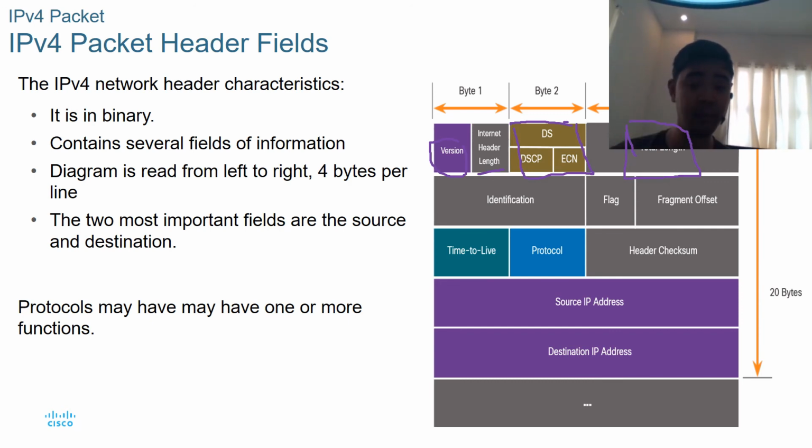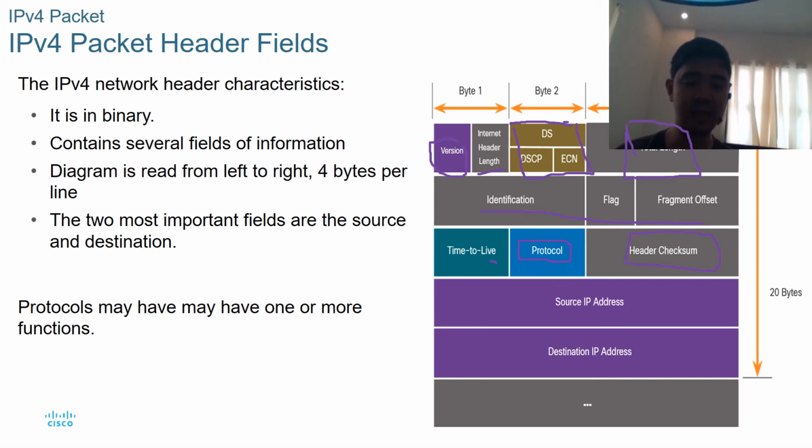Other added information are identification, flag, fragment offset, and header checksum. Error detection, if you remember, that's the use of the checksum. For layer 4, it is indicated in the protocol. It is indicated here, the layer 4 protocol.